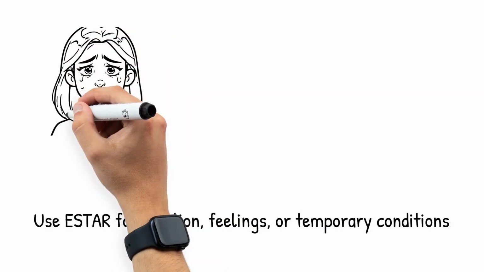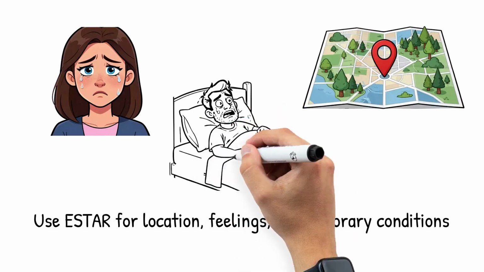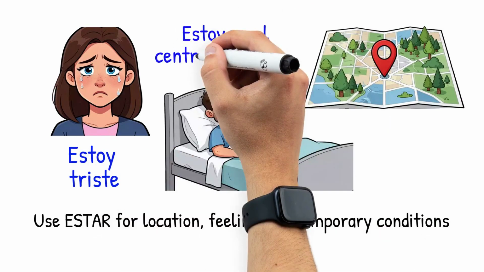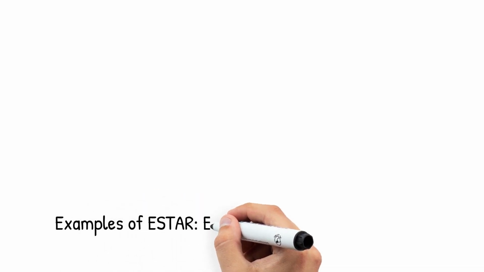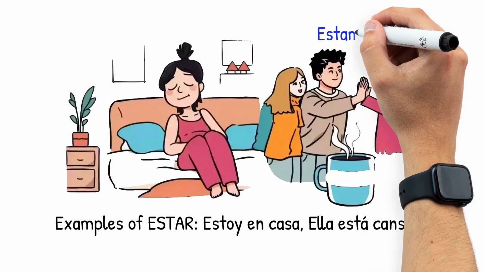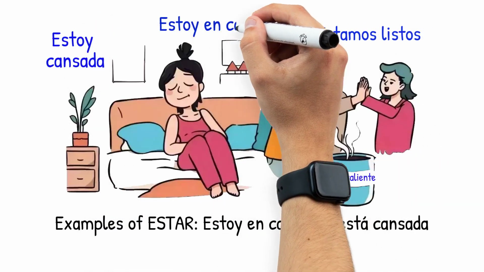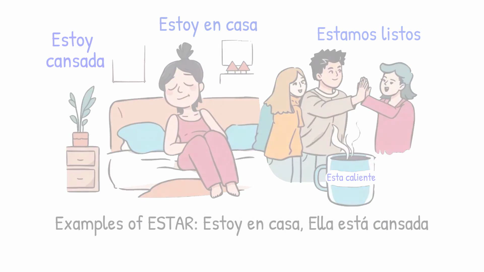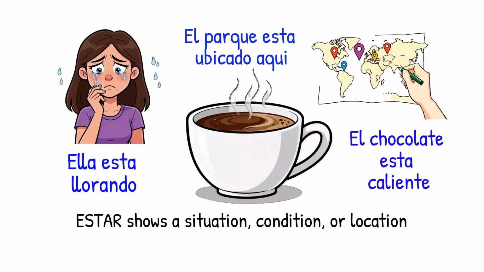Estar, how or where something is. Use estar when you describe location, feelings, temporary conditions, or what is happening now. Think of estar as the "how or where is it" verb. For example, "estoy en casa," I am at home. "Ella está cansada," she is tired. "Estamos listos," we are ready. "El café está caliente," the coffee is hot right now. Estar shows a situation, a condition, or a place.